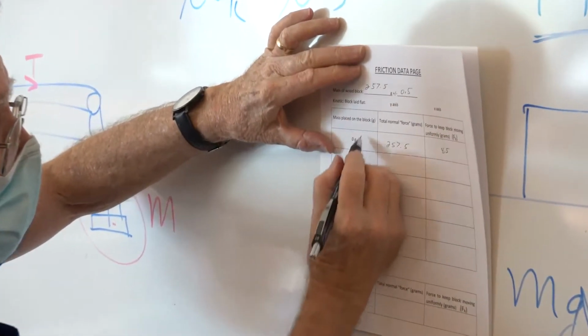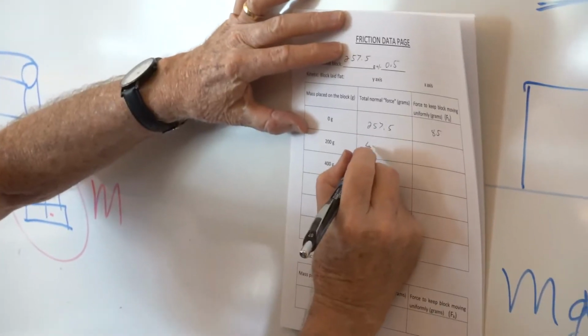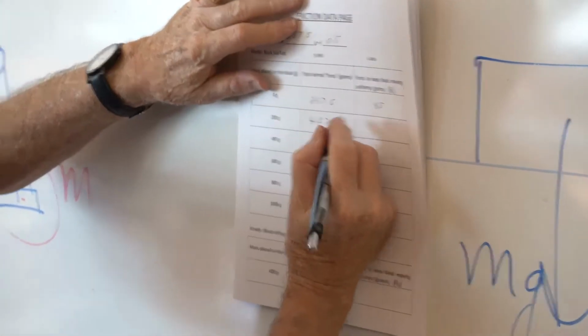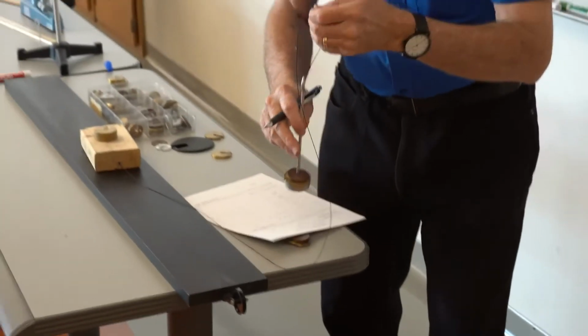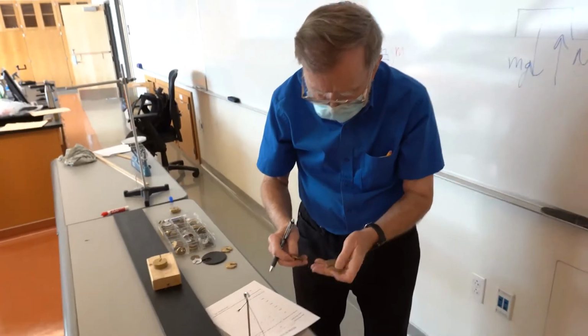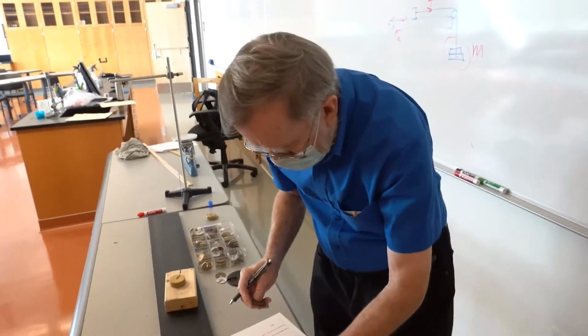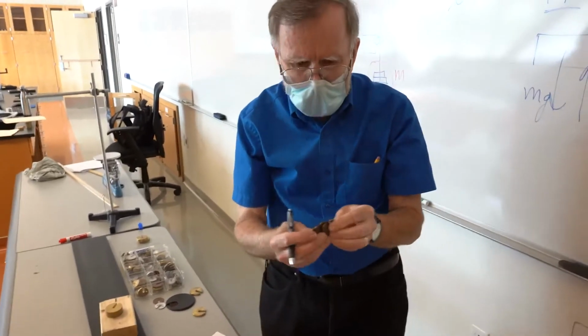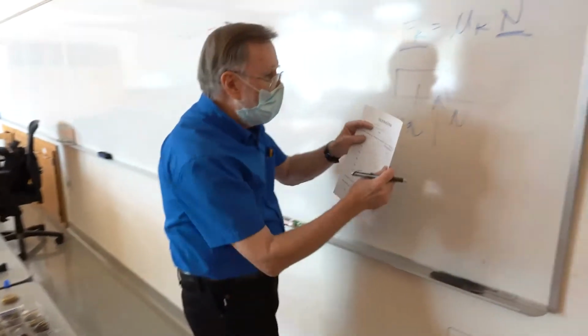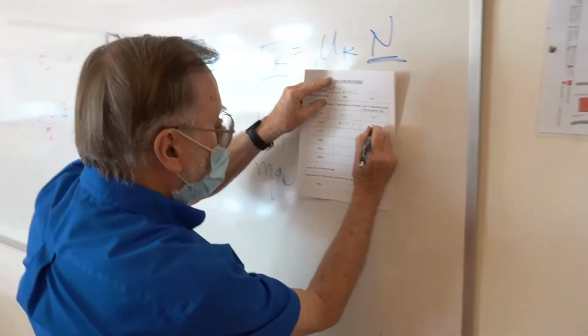Okay, so on your data page, we have 200 grams on top of the block plus the mass of the block. So that's 257.5 plus 200, that's 457.5 grams. And the mass that keeps it moving is the hanging mass, which in this case is the 50-gram hanger, plus an extra 50 grams, plus 20, that's 70, 80, 90 grams of mass.